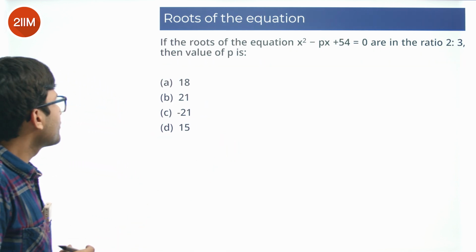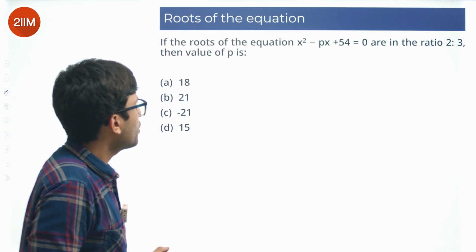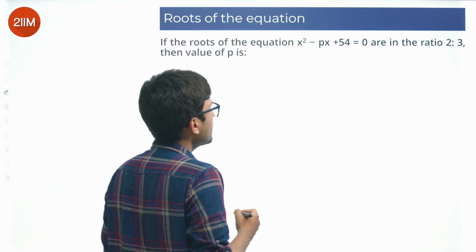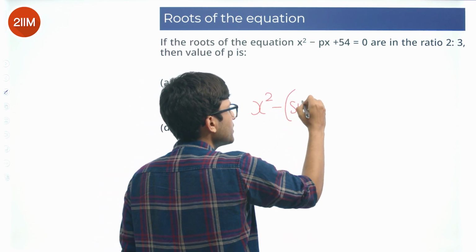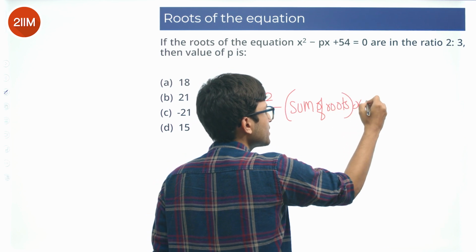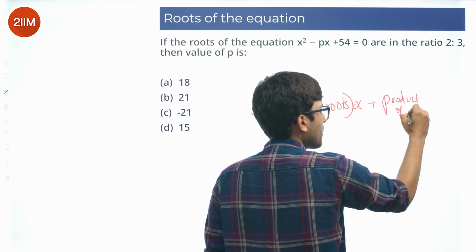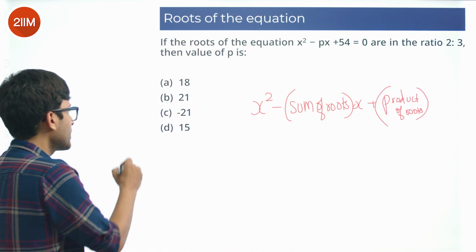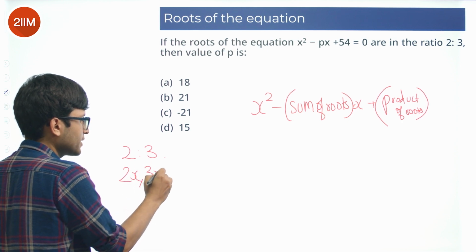Roots of the equation. If the roots of the equation x square minus px plus 54 are in the ratio of 2:3, then what is the value of p? So as we know, any equation can be written as x square minus sum of roots into x plus product of roots. I know the roots are in the ratio of 2:3, or I can say the roots are 2x and 3x. These are my roots.